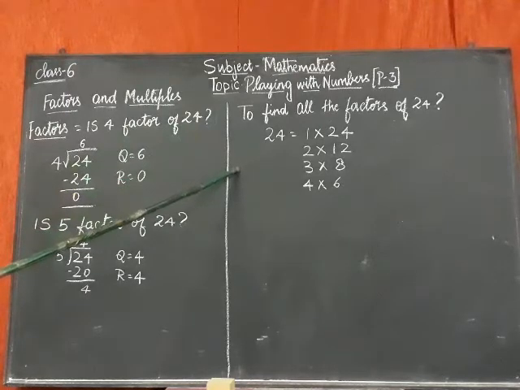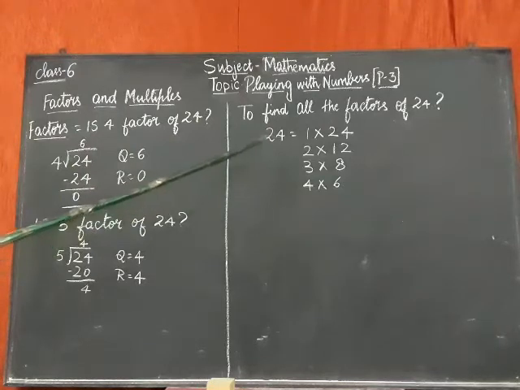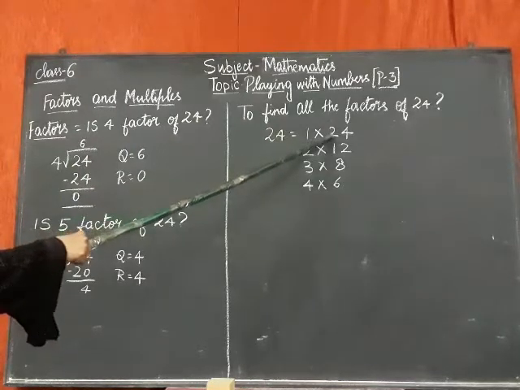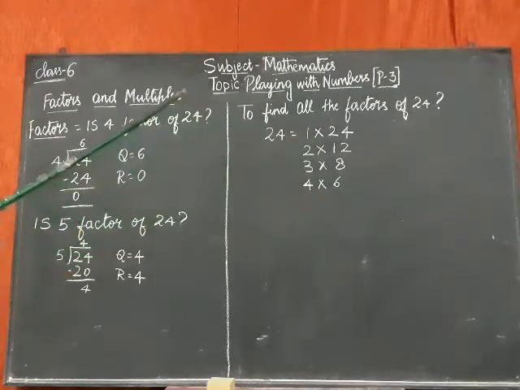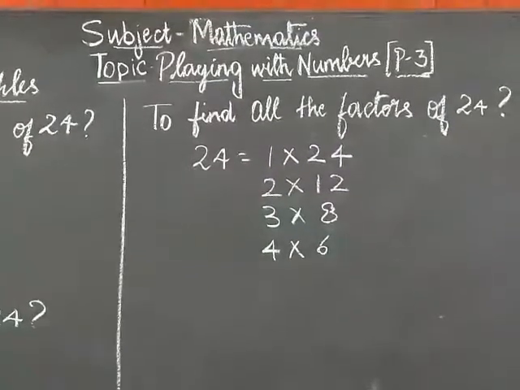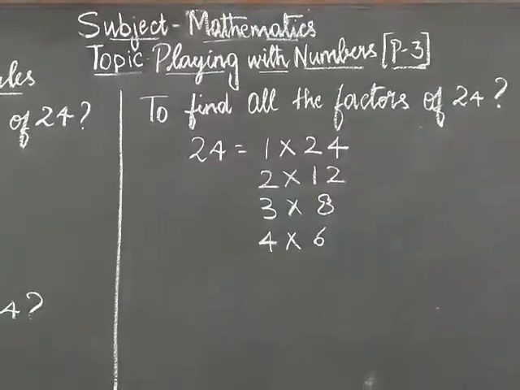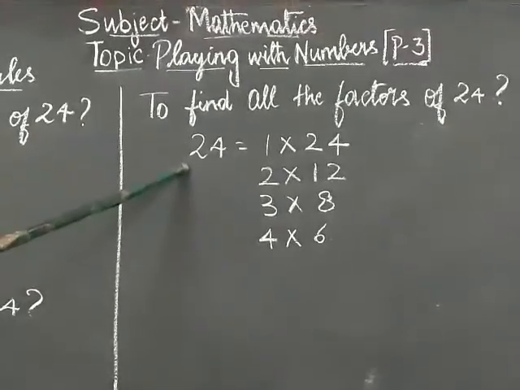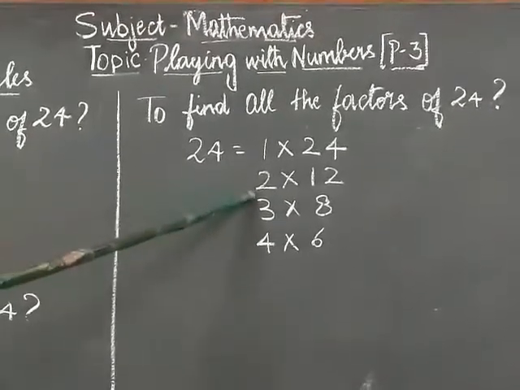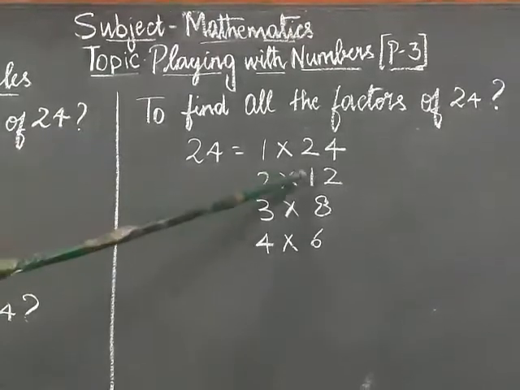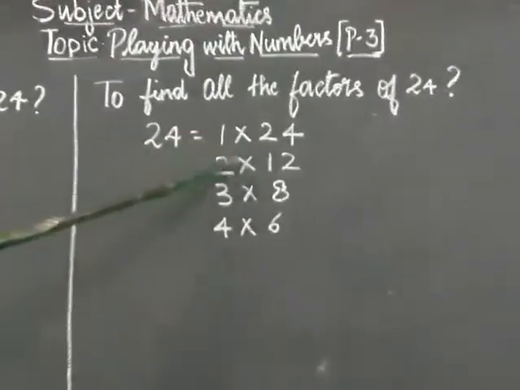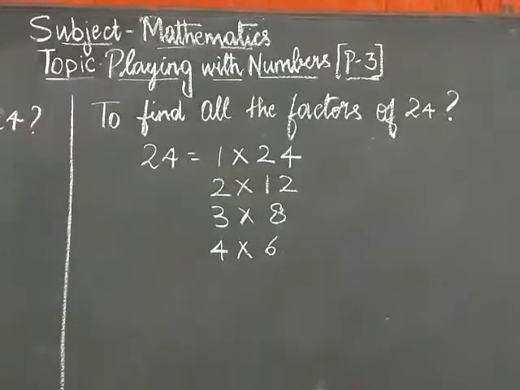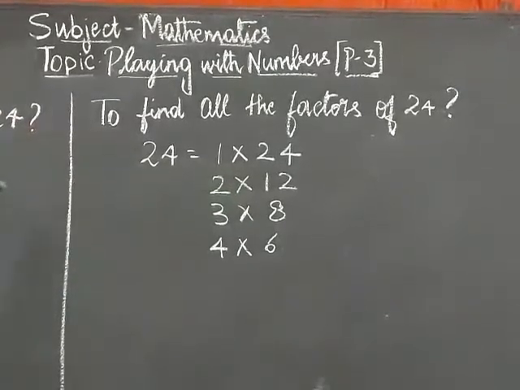So first start with 1. Every number is obviously divisible by 1. So I have taken 1 times 24. Next we will see the number 2. We should find out whether 24 is divisible by 2. It is, 2 twelves are 24. We have written it here.